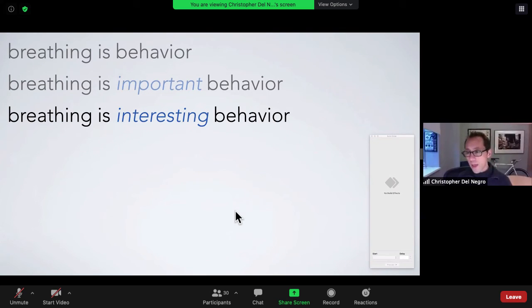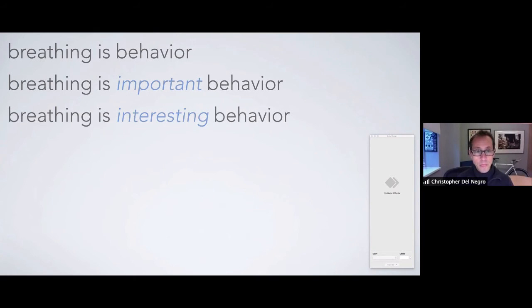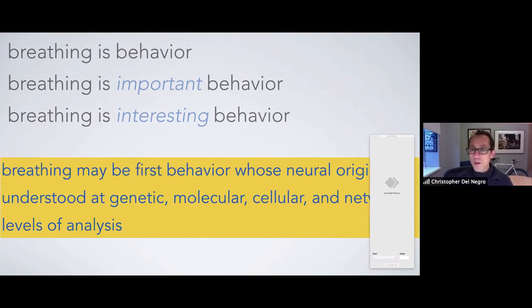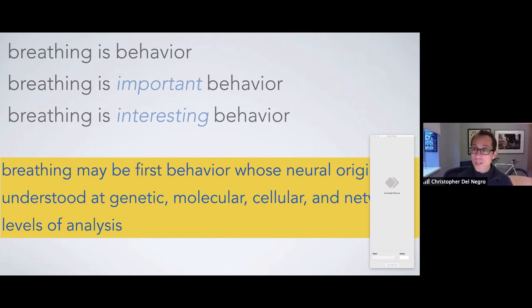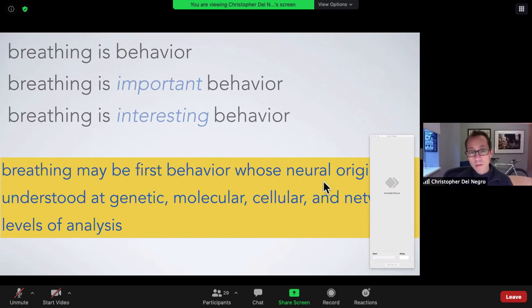So breathing is important behavior, breathing is interesting behavior. Now I'm going to make a bold statement. Breathing is perhaps the first behavior that we may be able to understand its neural basis at genetic, molecular, cellular, and network levels of analysis. We may have the whole package in the neural control of breathing.